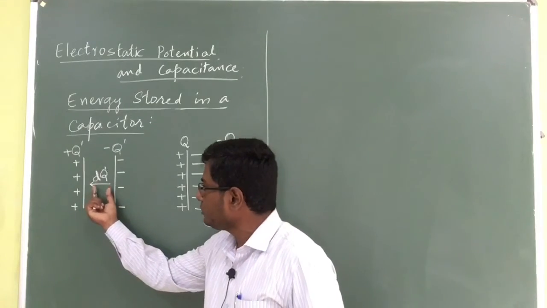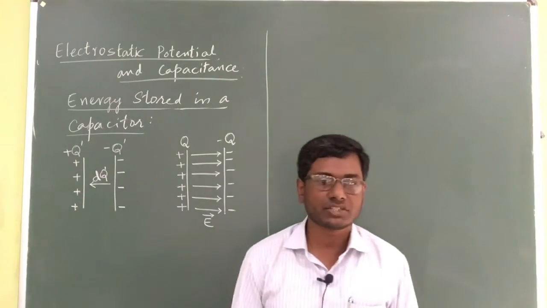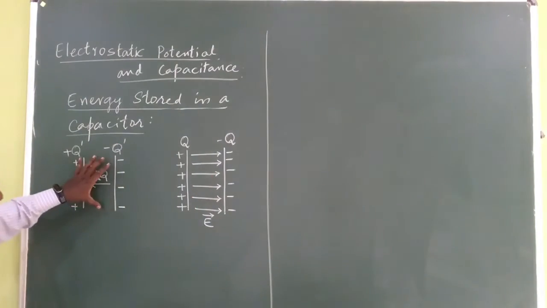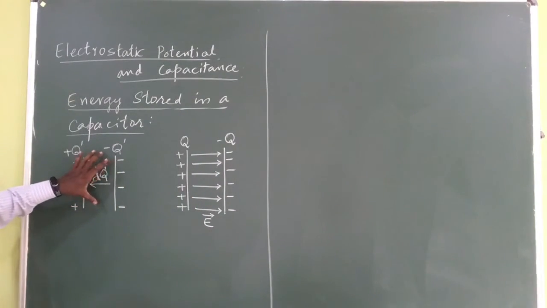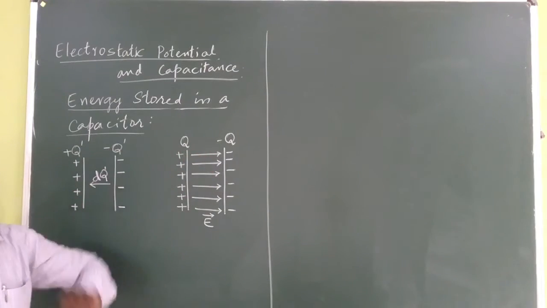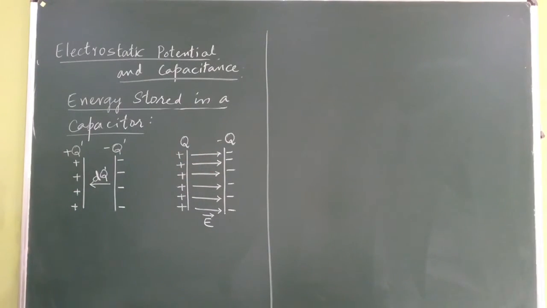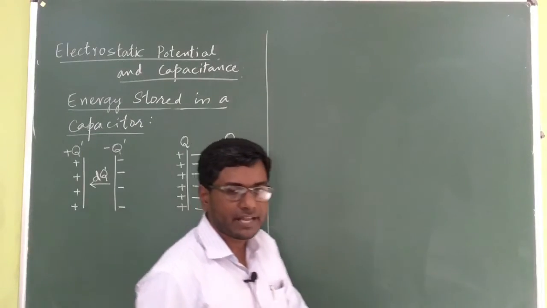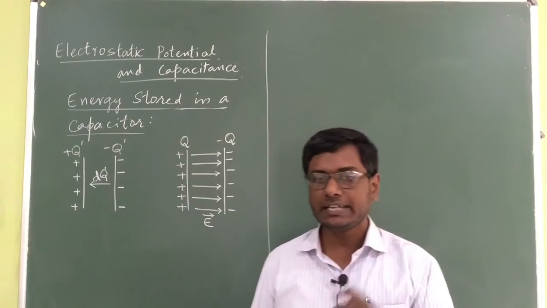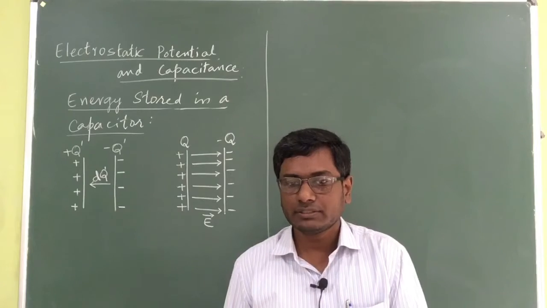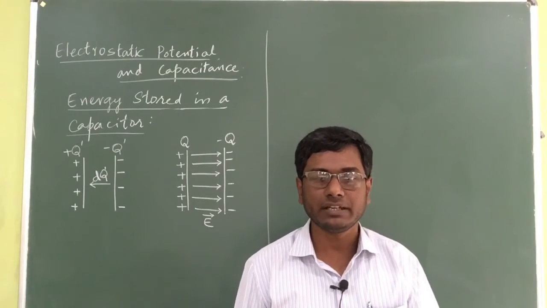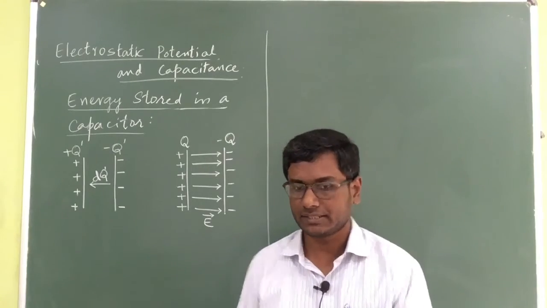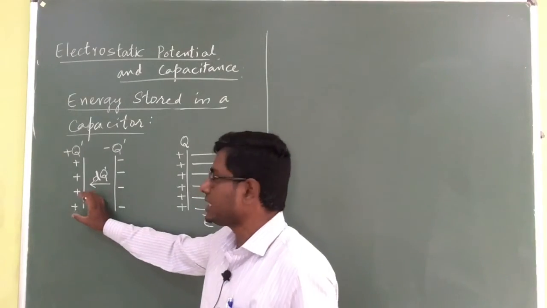So what we are doing, we are moving it against the field. The same work will be stored in this capacitor when it is getting fully charged to the final state. So what we have here is a transition phase. The capacitor is not completely empty and also not completely filled with charges. It is in the intermediate phase.